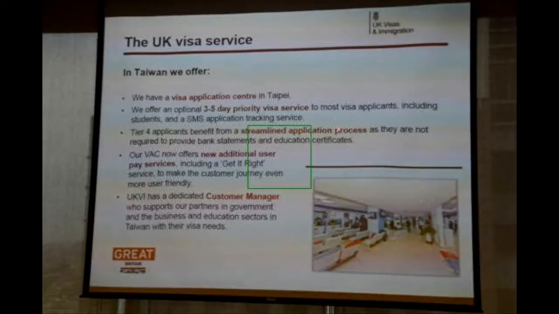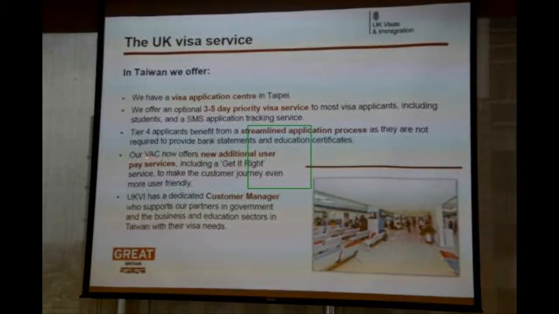Tier 4 applicants benefit from a streamlined application process. We're going to go into a little bit more detail later, but as I'm sure a lot of you are aware, the documentation for Tier 4 students, compared to what it used to be, is very, very straightforward. Okay.